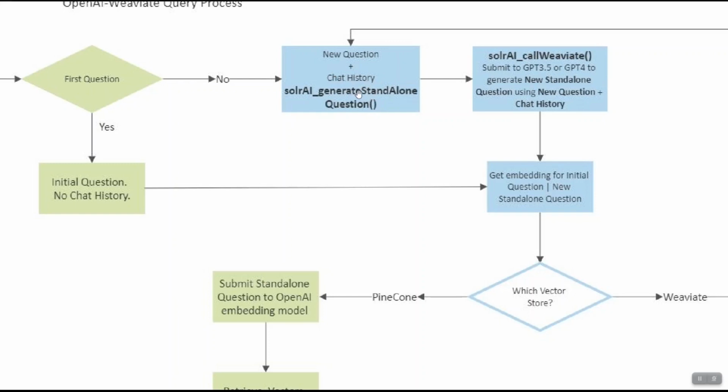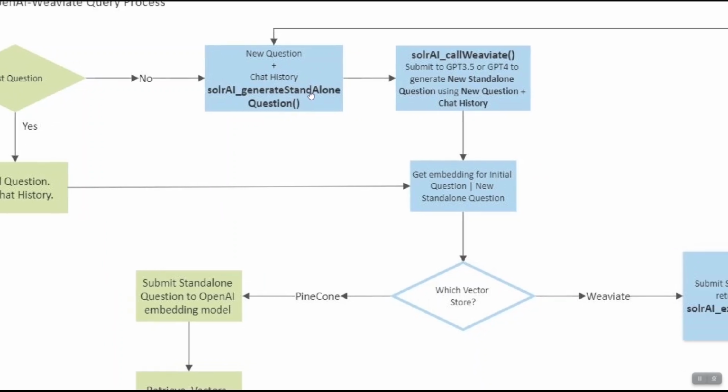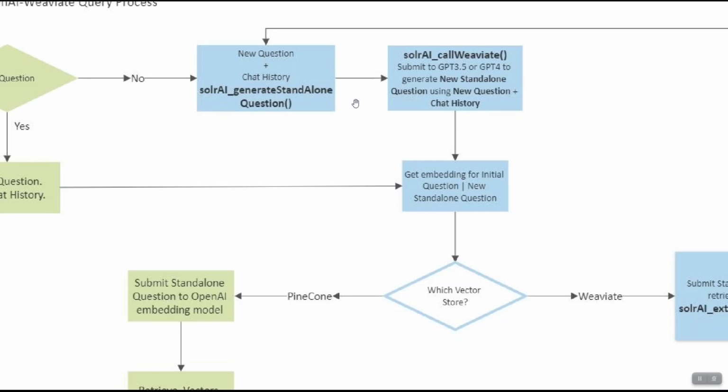So now what we do is we take this new question plus the chat history. What's the chat history? The chat history is the previous question and the previous response. And so we take that, and now we want to generate what's called a standalone question.